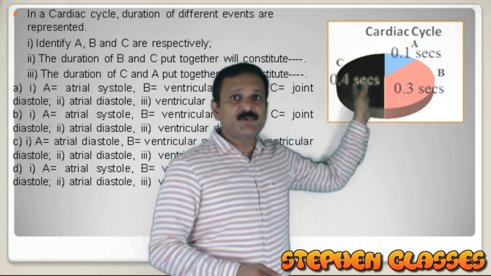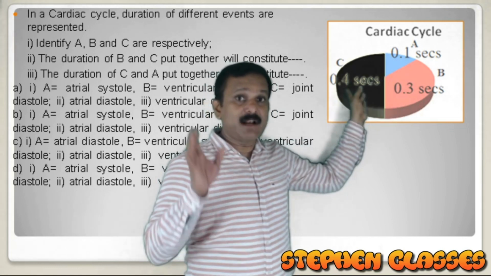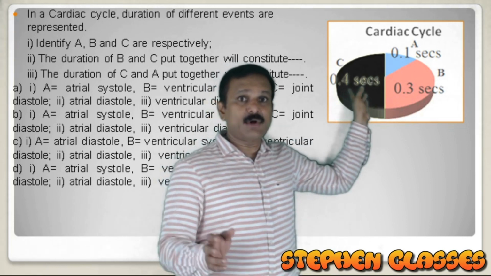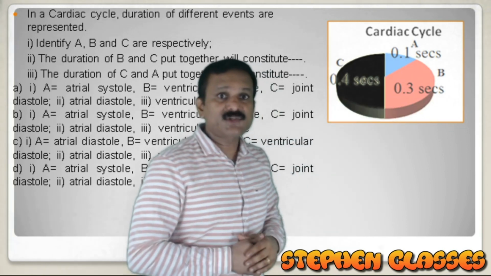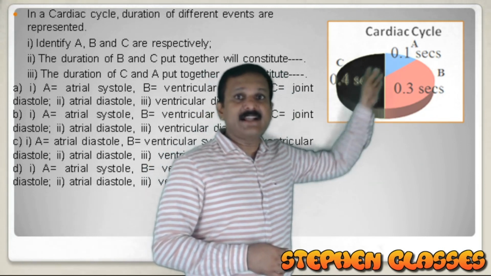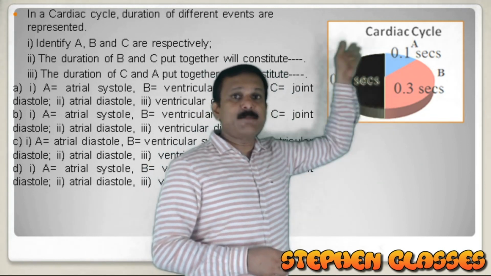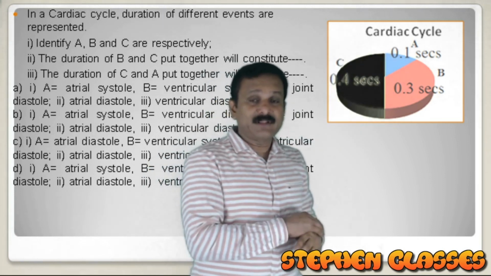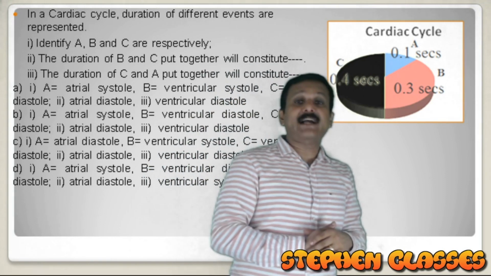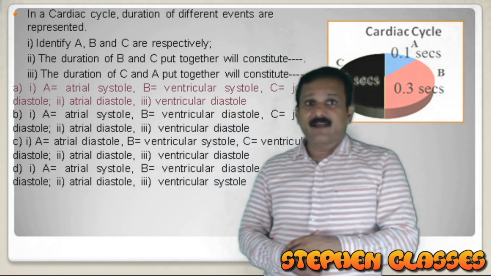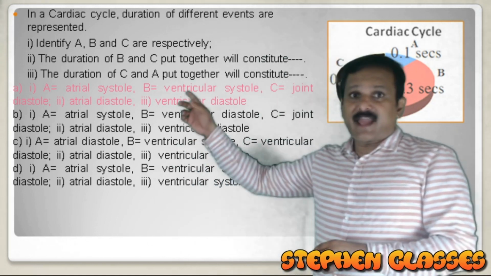So B and C put together, that will form the atrial diastole. For the second you can answer atrial diastole. And what about the third question? The duration of C and A put together. So this is C and this is A. So C and A put together, that will form the ventricular diastole. So the correct answer will be option A here.